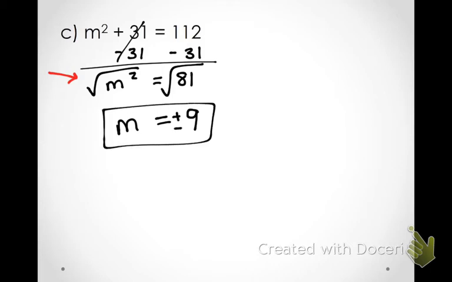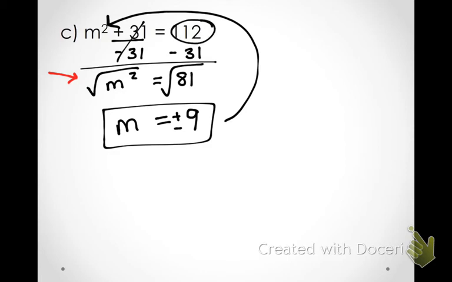Once again, I want you to check it out and put this back into the formula up here to see if it works. What's 9 squared? 81. And then add 31, what is that? 112. And that is the answer that we had there.